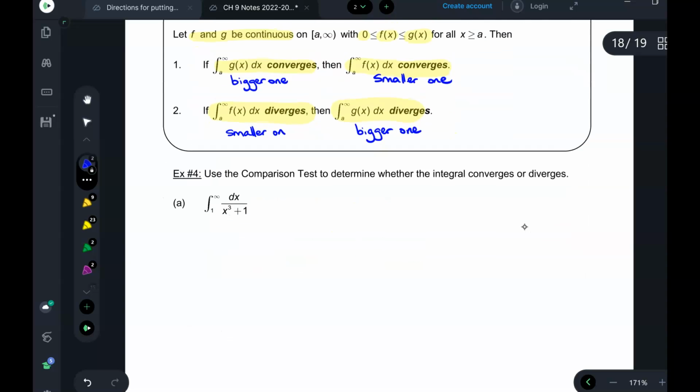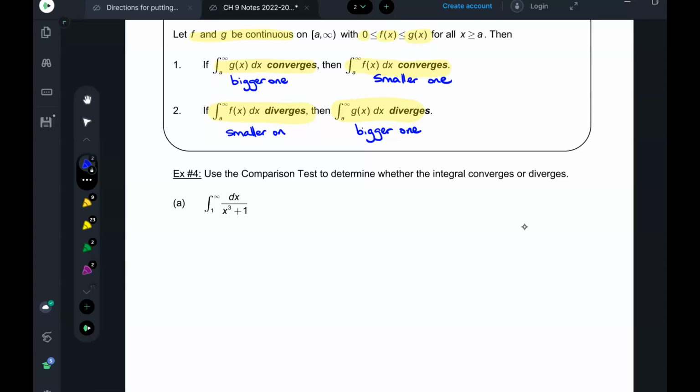Okay. So we want to use the comparison test to determine whether the integral converges or diverges. So here's how it looks. We take 1 over x cubed plus 1. To integrate that, I can't use integration by parts. You know, it's not x squared plus 1, that would be tangent inverse. We can't use substitution. So we can't really just integrate this by hand.